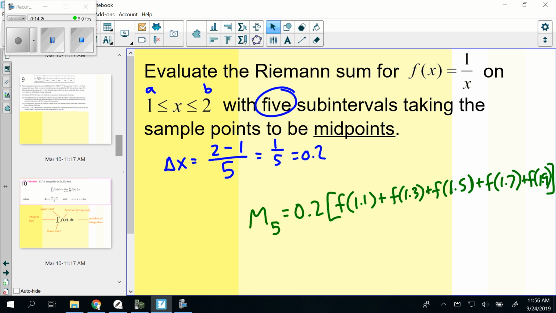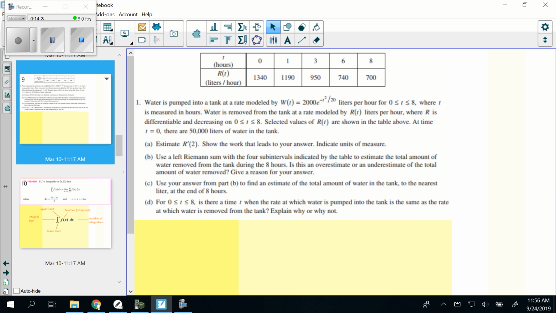All right. I'm going to give you an example from an actual AP test here. This was a question on the AP test, or one of the AP tests, and you can see that one of these does have a Riemann sum with it. So I want to show you one that had that. This one says water's pumped into a tank at a rate indicated by this function W in liters per hour from 0 to 8, where t is measured in hours. Water is removed from the tank, modeled by R, liters per hour.